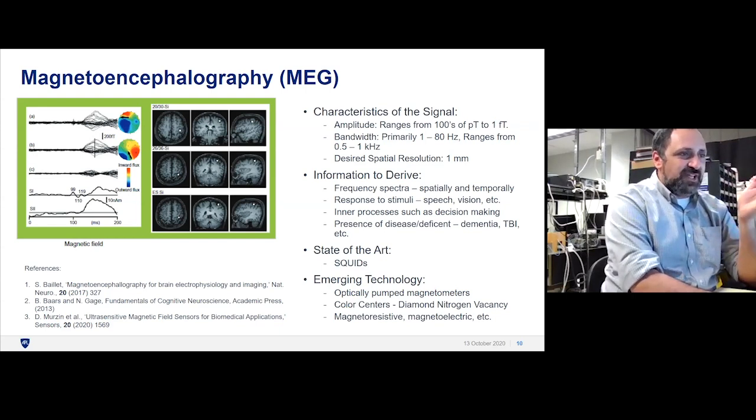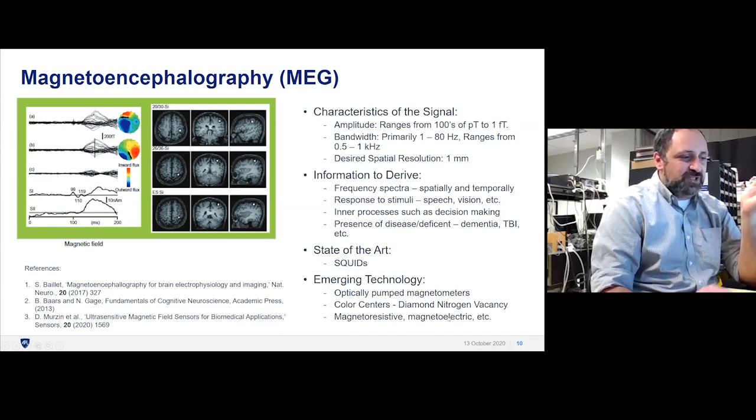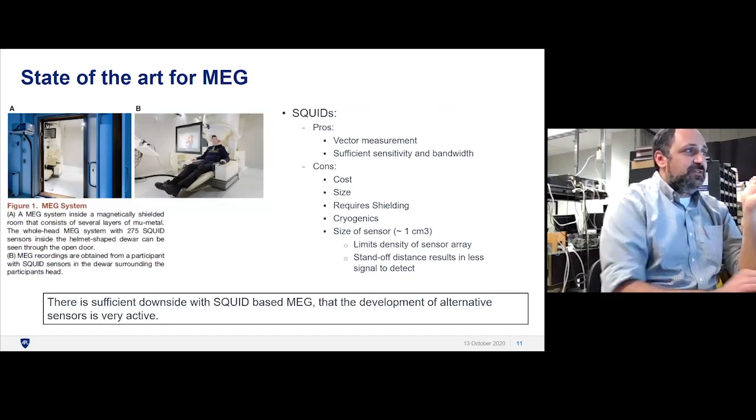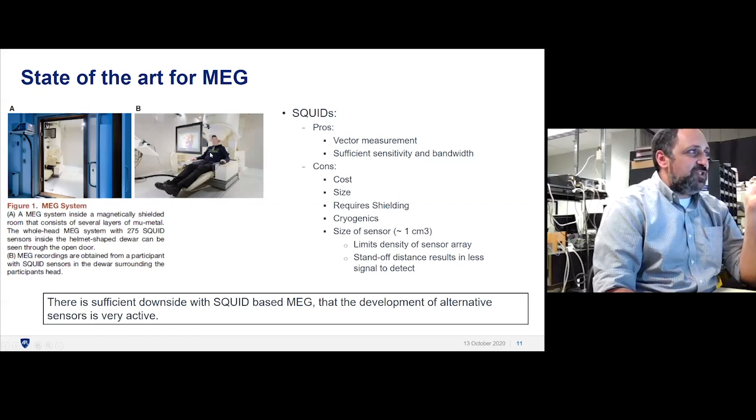And there's some emerging technologies, and some people are even trying magnetoresistive classical ideas for doing MEG. Because here's a picture of an MEG system. So you've got this massive shielded room, and you've got this dome that goes on the head.